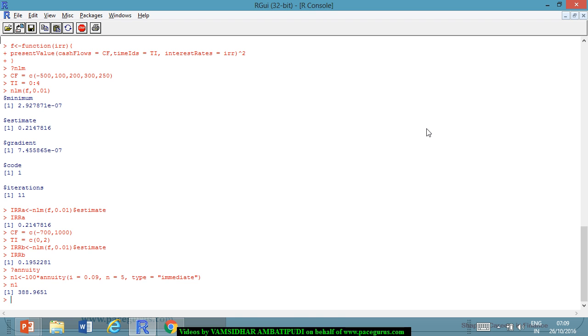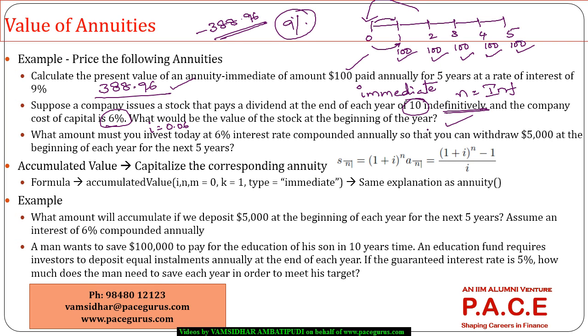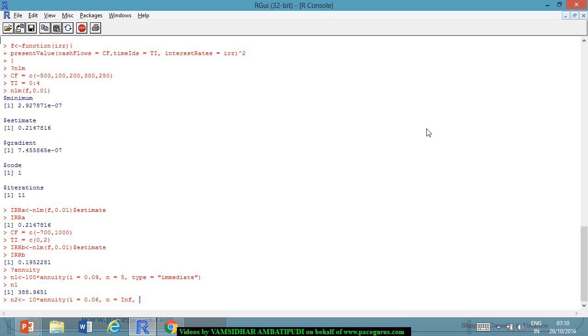So in case of N2, let me give the information. In case of N2, I am saying 10 multiplied by the annuity of I, in this case 0.06. The N I am taking as infinite. Then there's no deferment period. It's only once in a year, so even that I don't need to bother. The type is immediate.